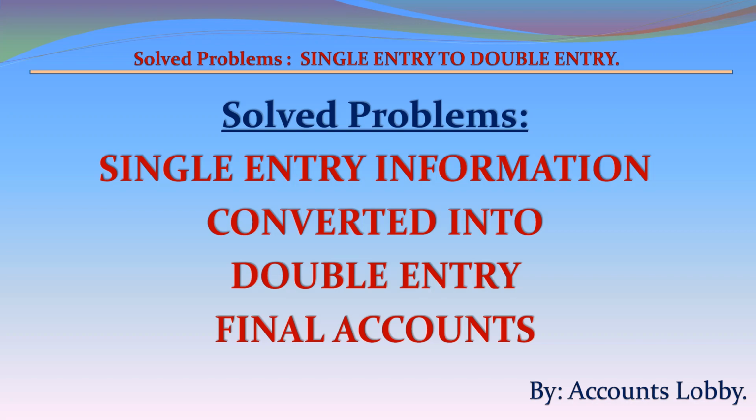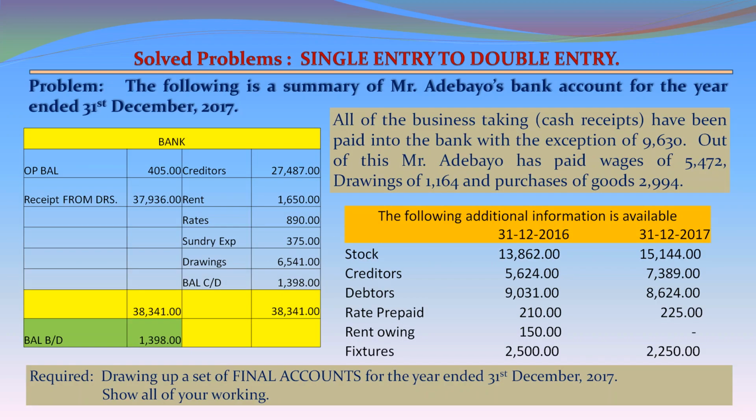Solved problems. Single entry information converted into double entry final accounts. The following is a summary of Mr. Adebayo's bank account for the year ended 31st December 2017. Bank. On the receipt side, opening balance 405. Receipt from debtors 37,936.